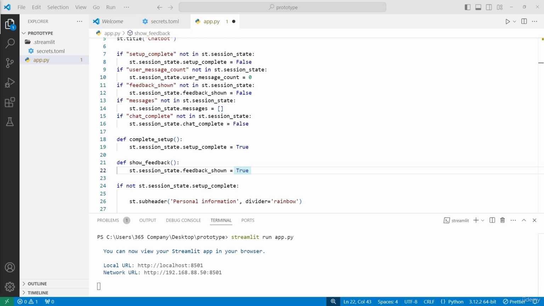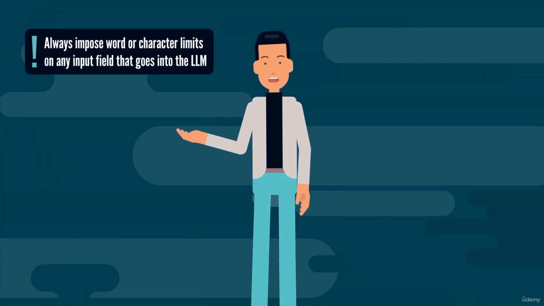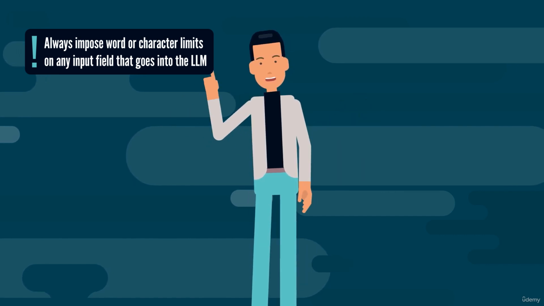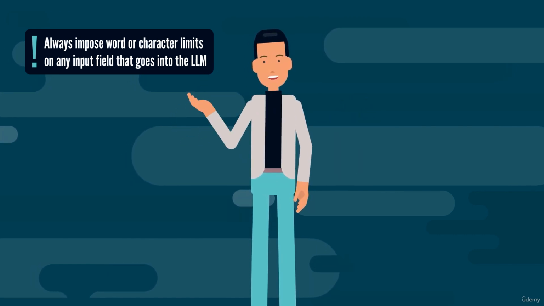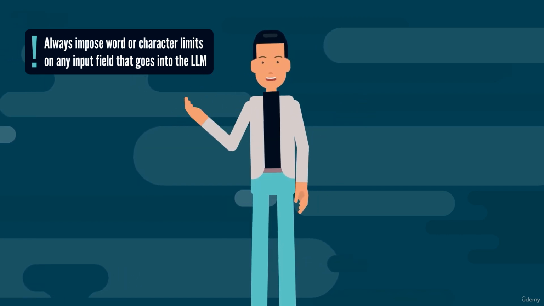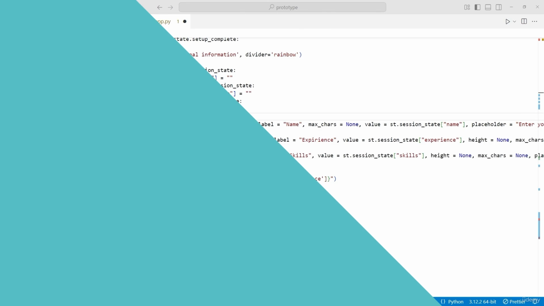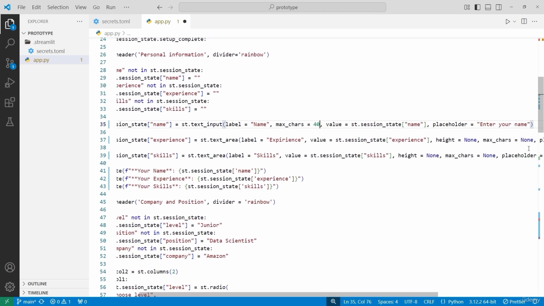Before we wrap up this lesson, here's an important note. We should always impose word or character limits on any input field that goes into the LLM. This ensures that the model doesn't receive excessively long inputs, which can lead to inefficient processing and potential issues. For the name input field, 40 characters should be enough, so we can add the following. For the skills and experience, we can set, let's say, 200 characters.